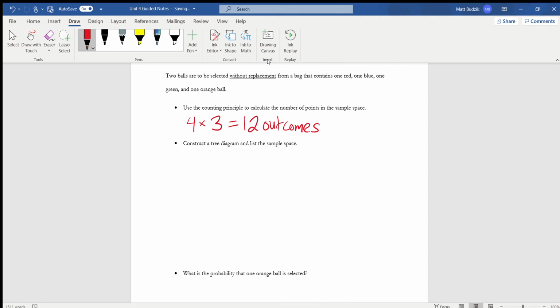So again, you just want to start by making branches of all the possible outcomes and then just keep building off of the branches from that first or second event until you get to the end. So if I were to start this tree diagram, I have these 4 possible outcomes. So I have, let's see, we got red, blue, green, and then orange. Now we want to keep building this tree diagram, but the key thing here is without replacement. So that means that one of the other 3 would have to be picked.